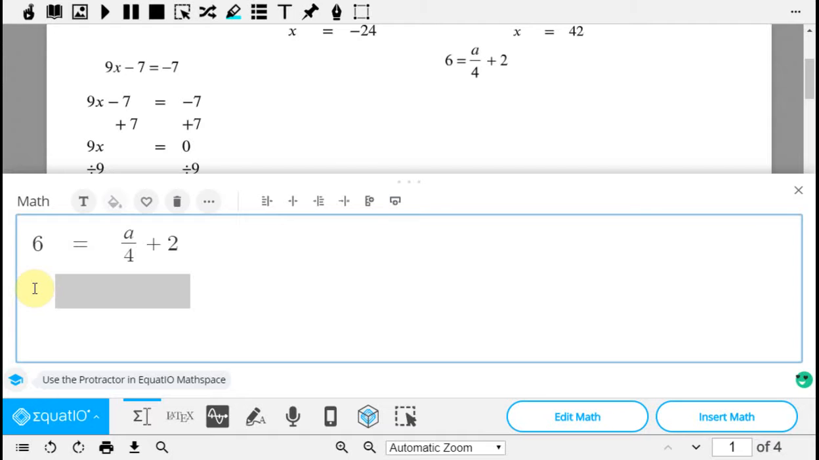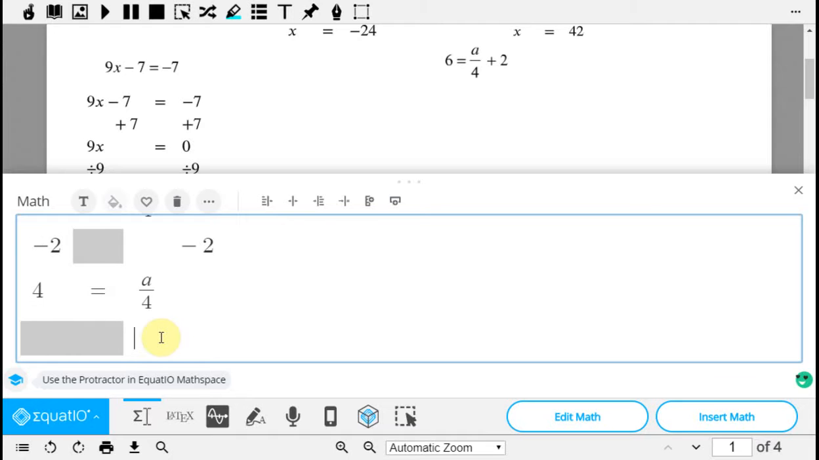Now, looking on the right-hand side, we want to get rid of that plus 2, so we would have to subtract 2. So I will subtract 2 on both sides. Six minus 2 is 4, equals, I'm left with a divided by 4, because 2 minus 2, that's the way I planned it, cancel each other, they end up being 0. So now I have 4 equals a divided by 4.